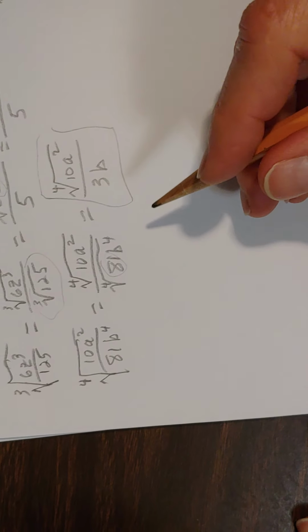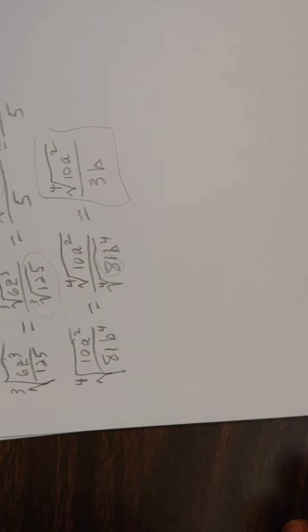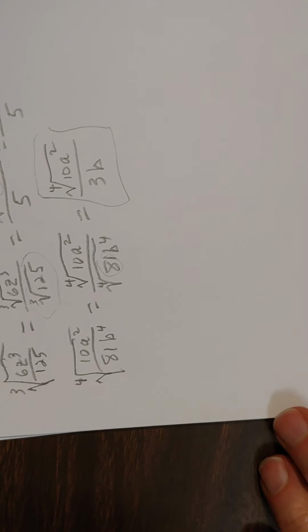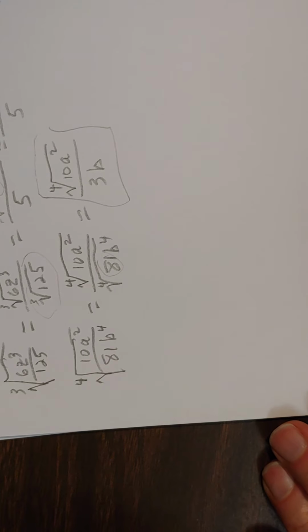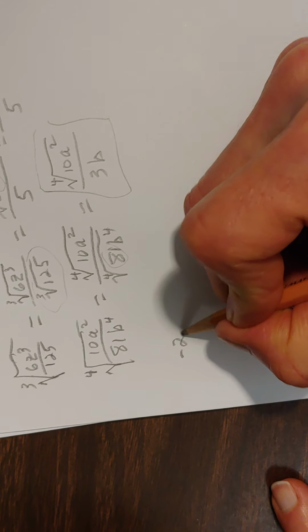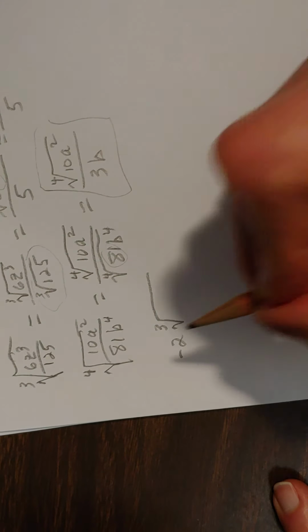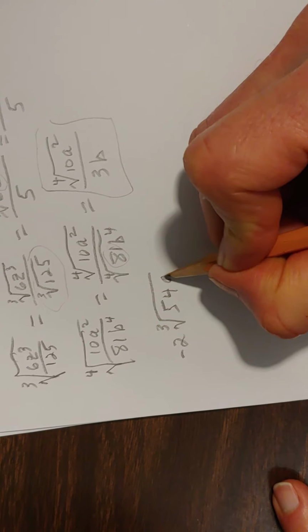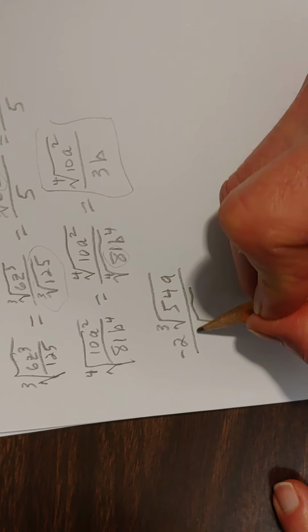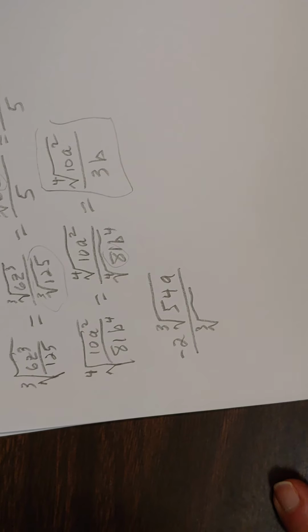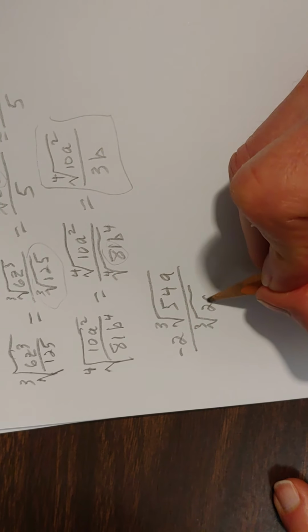Here are some more examples, again from the book. I'm not going to do them all. I'm looking at page 640 now. Let me pick example 9. I'll jump to B, which is a cube root. It says simplify this: -2 times the cube root of 54a over the cube root of 2a to the 4th.